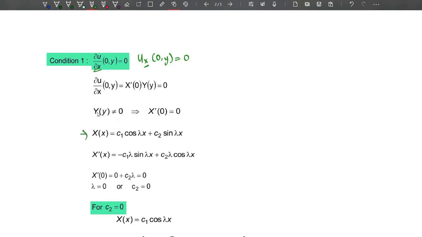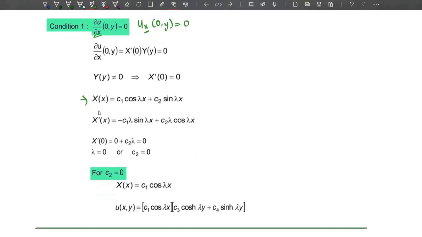We have this X of x from the earlier auxiliary equation that we have solved. Here we need to determine X prime of x, because we want to substitute X prime of 0 equal to 0. So differentiate X of x with respect to x and we have this X prime. Substitute the value of 0, so here is negative c1 lambda sin 0 plus c2 lambda cos 0. Sin 0 is equal to 0, so anything multiplied by it should be equal to 0.